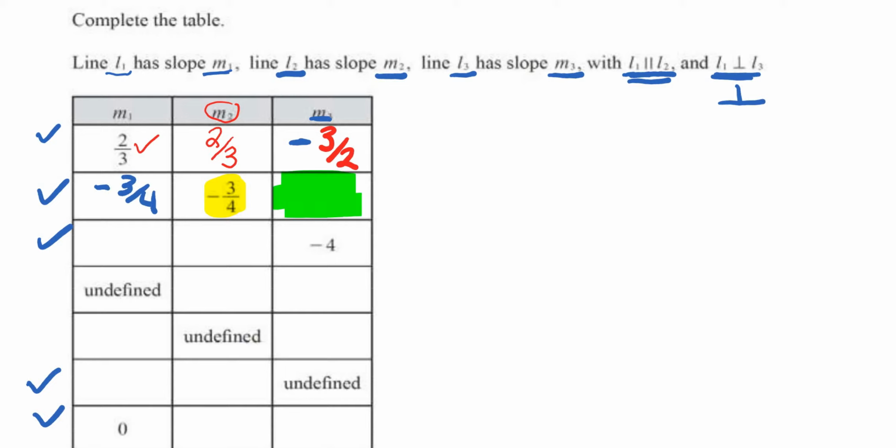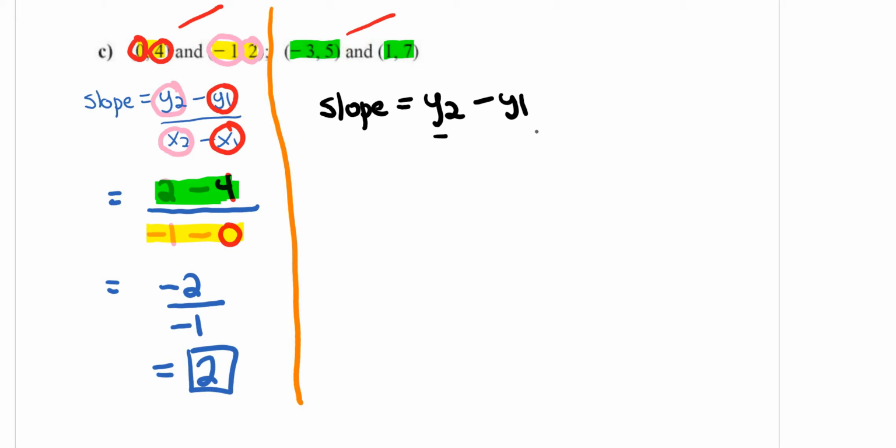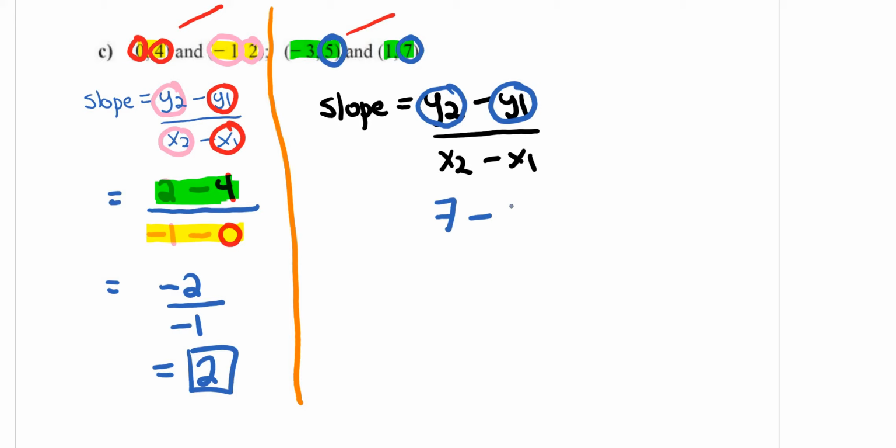Okay, let's go ahead and find the slope for the next set of coordinates there. So I know that the slope here is going to be y2 minus y1 all over x2 minus x1. Okay, what's the value of y2? Well, the value of y2 is 7, so 7 minus, then what's the value of y1? The value of y1 is 5, so 7 minus 5, all over.